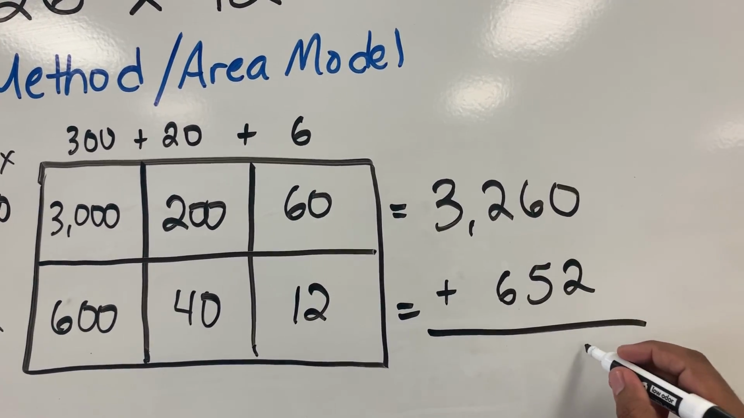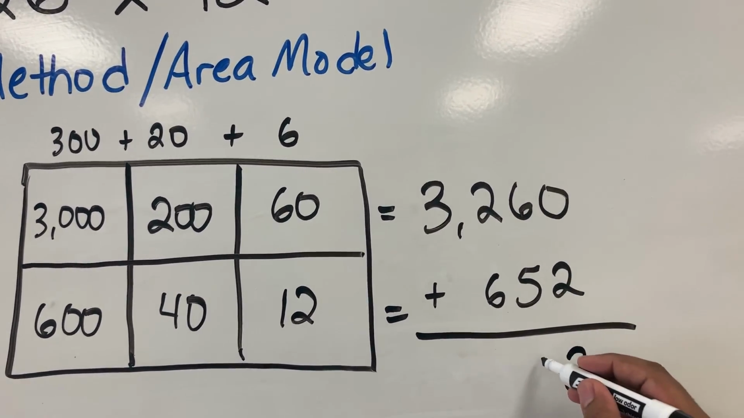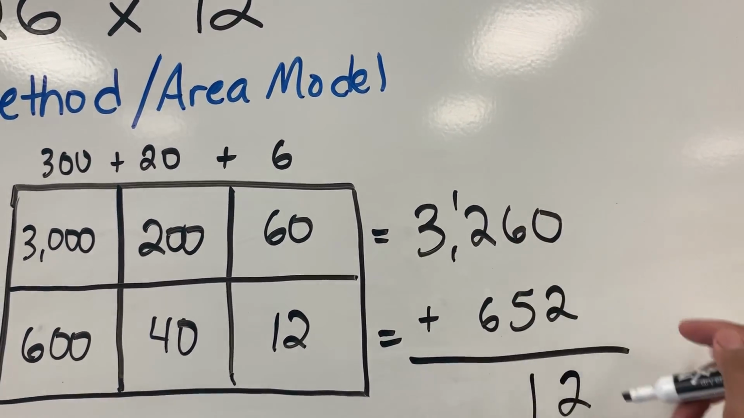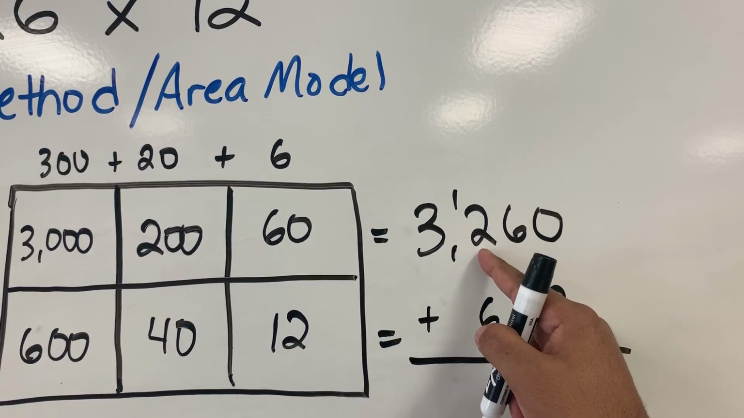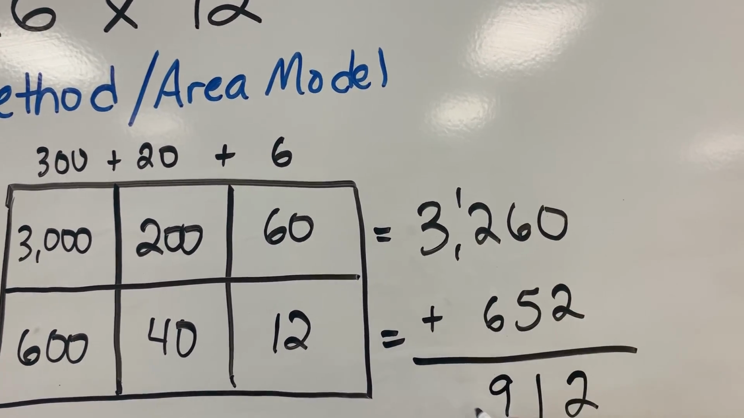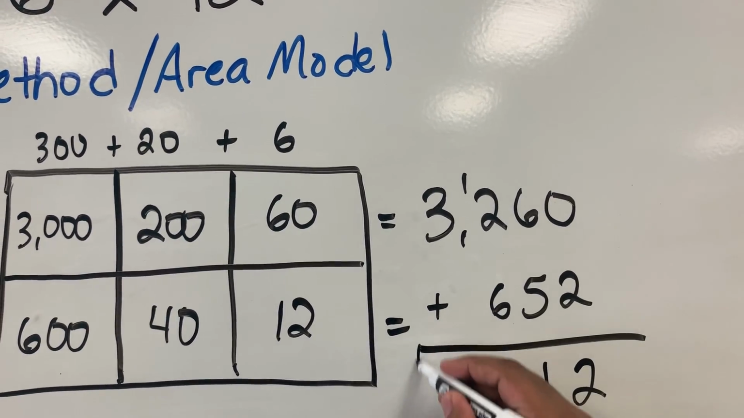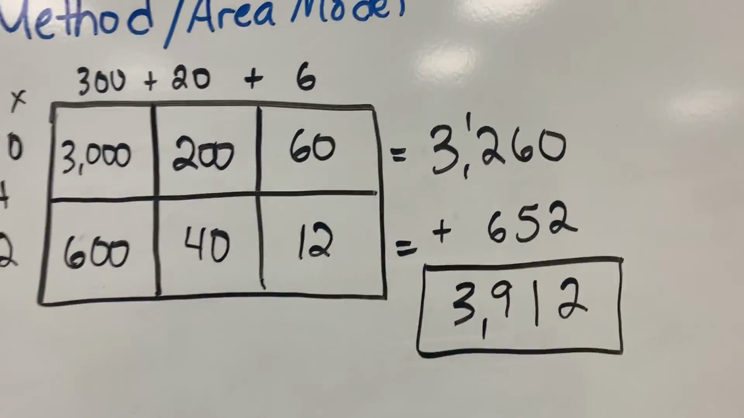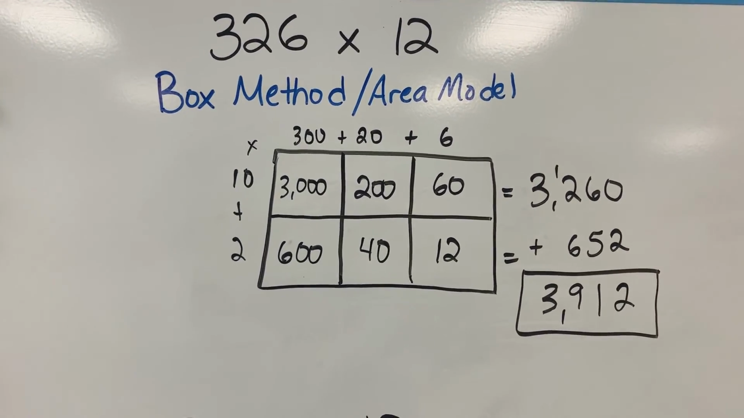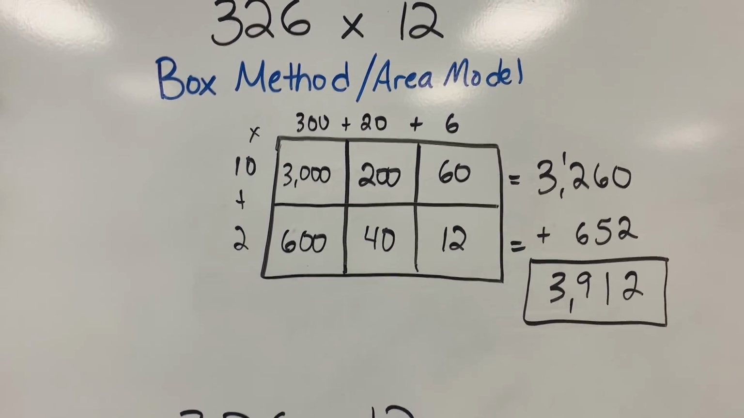0 plus 2 is 2. 6 plus 5 is 11. I'm going to carry the one that's in the tens place, or rather regroup it to the next value. 1 plus 2 is 3. 3 plus 6 is 9. 3 plus, of course, nothing there, which is 3. My answer then is 3,912 for that problem. Next, let me show you the standard algorithm way.